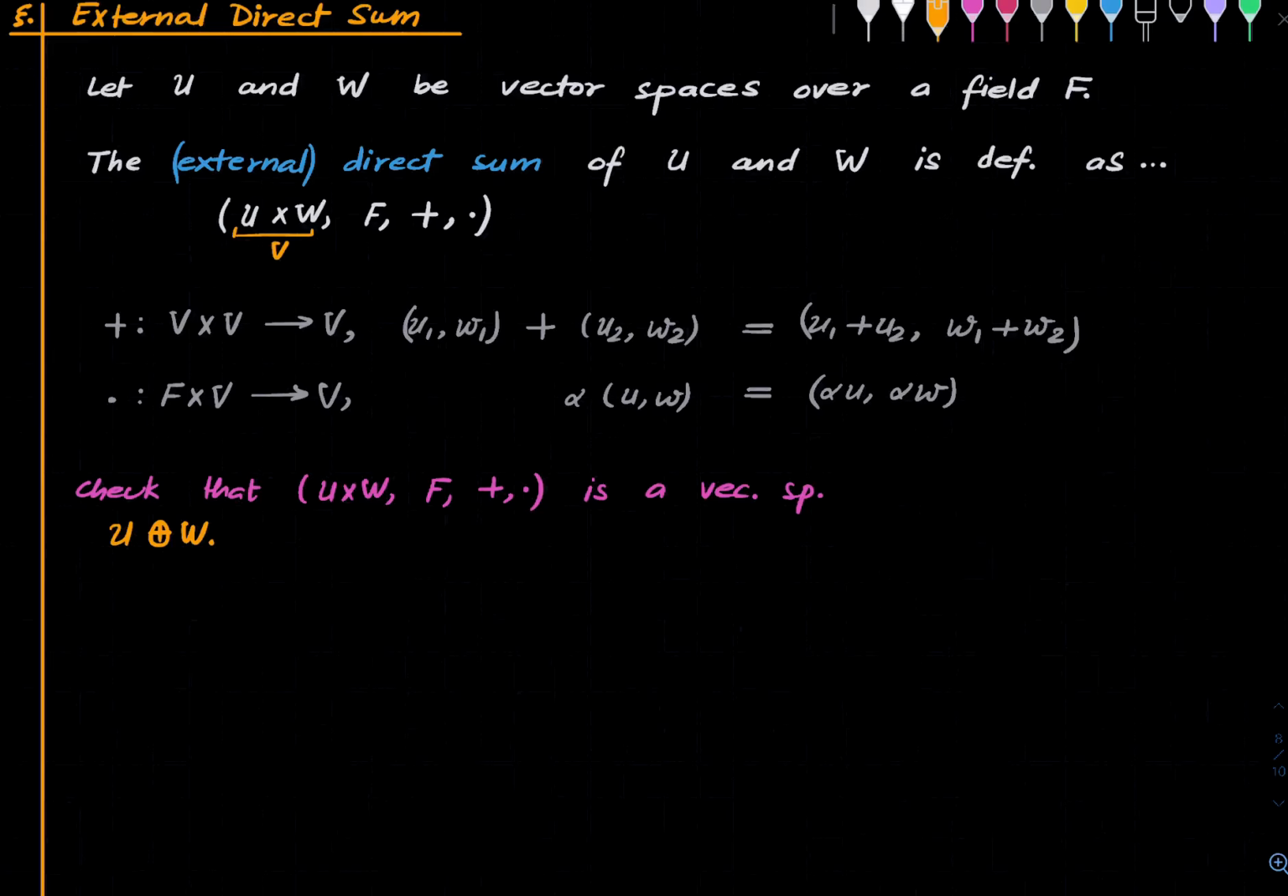Okay, and here is an exercise for you. Show that the dimension of the external direct sum is the sum of the dimensions. You just have to locate a basis and you will see. So I think that's it.